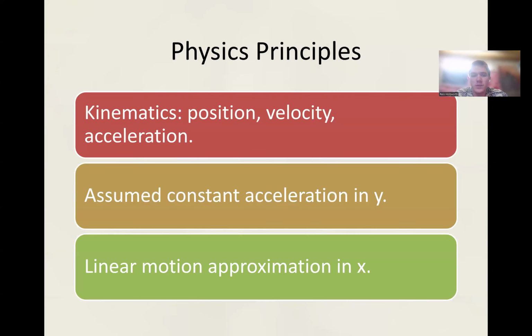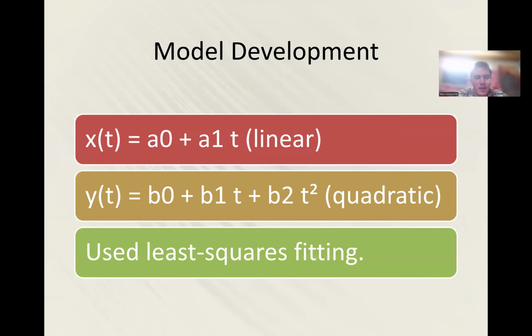Next, the physics principles we use. Kinematics, obviously: position, velocity, and acceleration were all matters of it. We assumed a constant acceleration for y and a linear motion approximation in x, which was not too much of an assumption because it's supposed to go up and down.